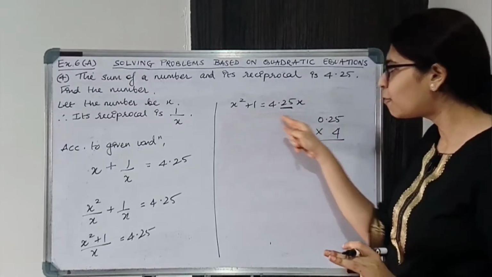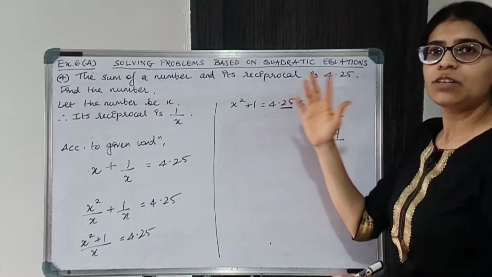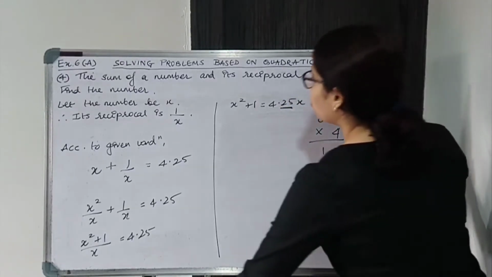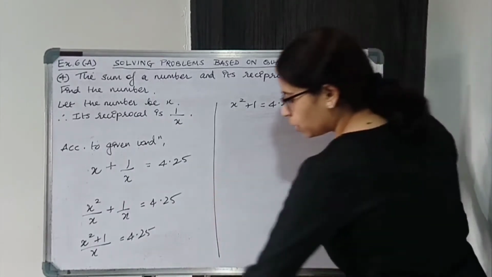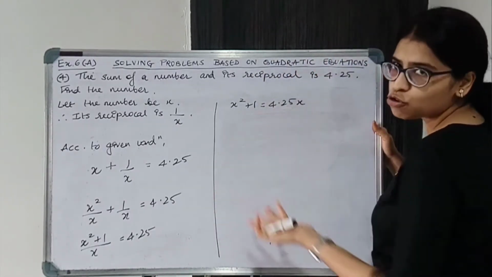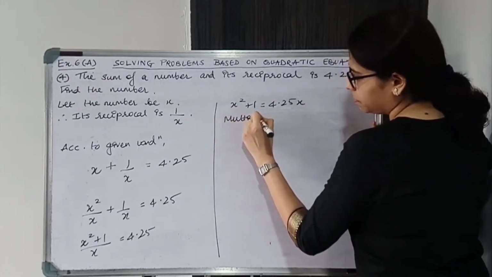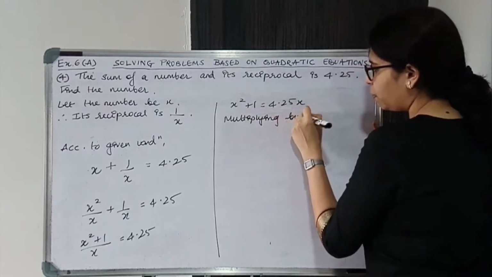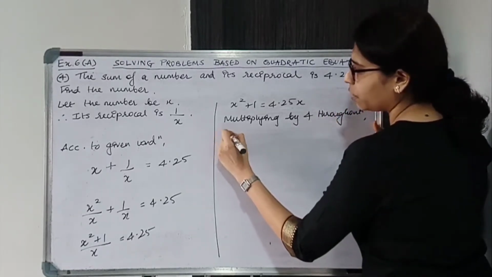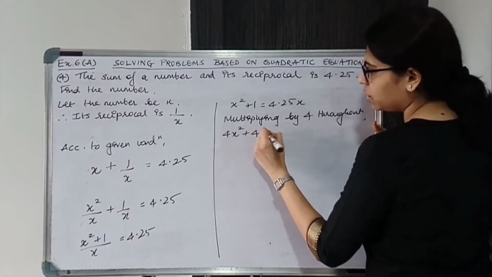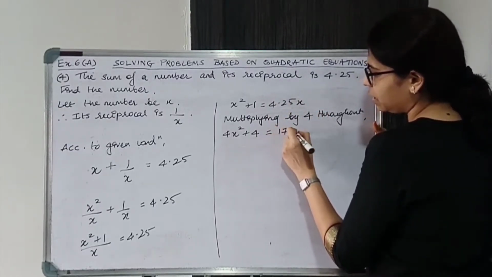So let us multiply by 4 only directly. Okay, 4 से मल्टीप्लाई करेंगे तो अपने आप ये 0.25 निकल जाएगा, decimal will go away. Okay, so this is shorter method. All right, that is longer method but easier method, and this one is shorter method. So multiplying by 4 throughout, क्या हो जाएगा? 4x square plus 4 is equal to 4 into 4.25. 4 into 4.25 will give me 17x.